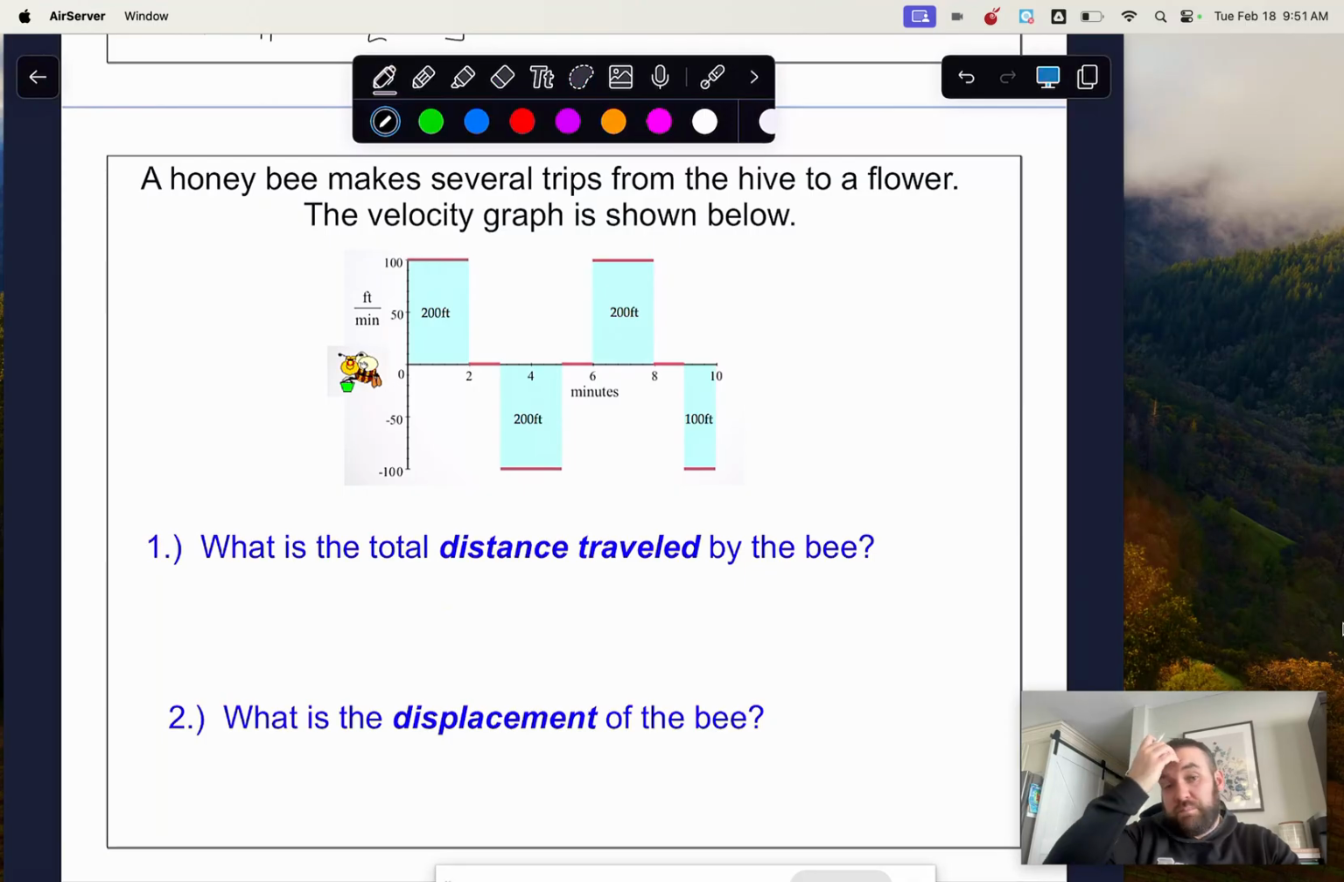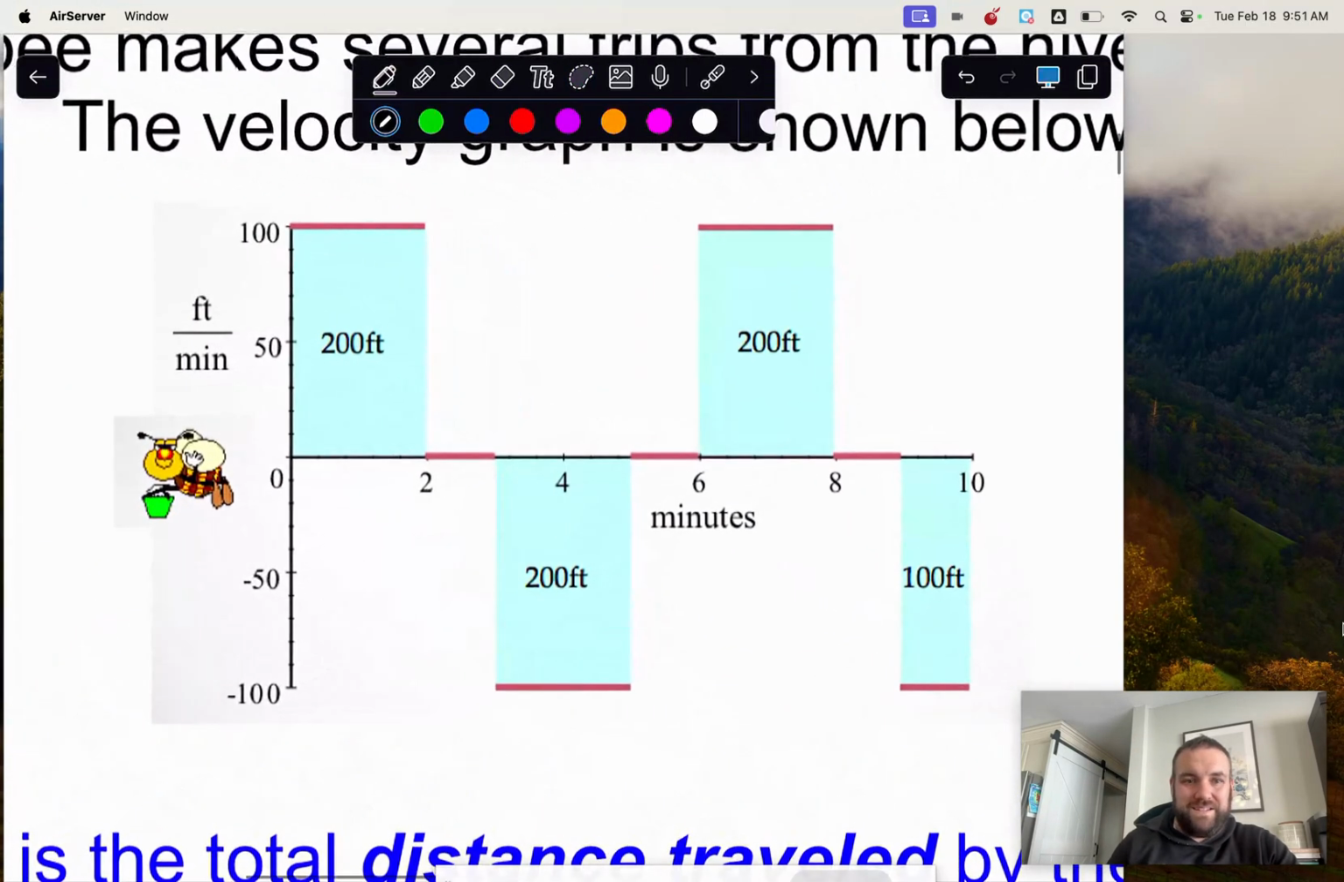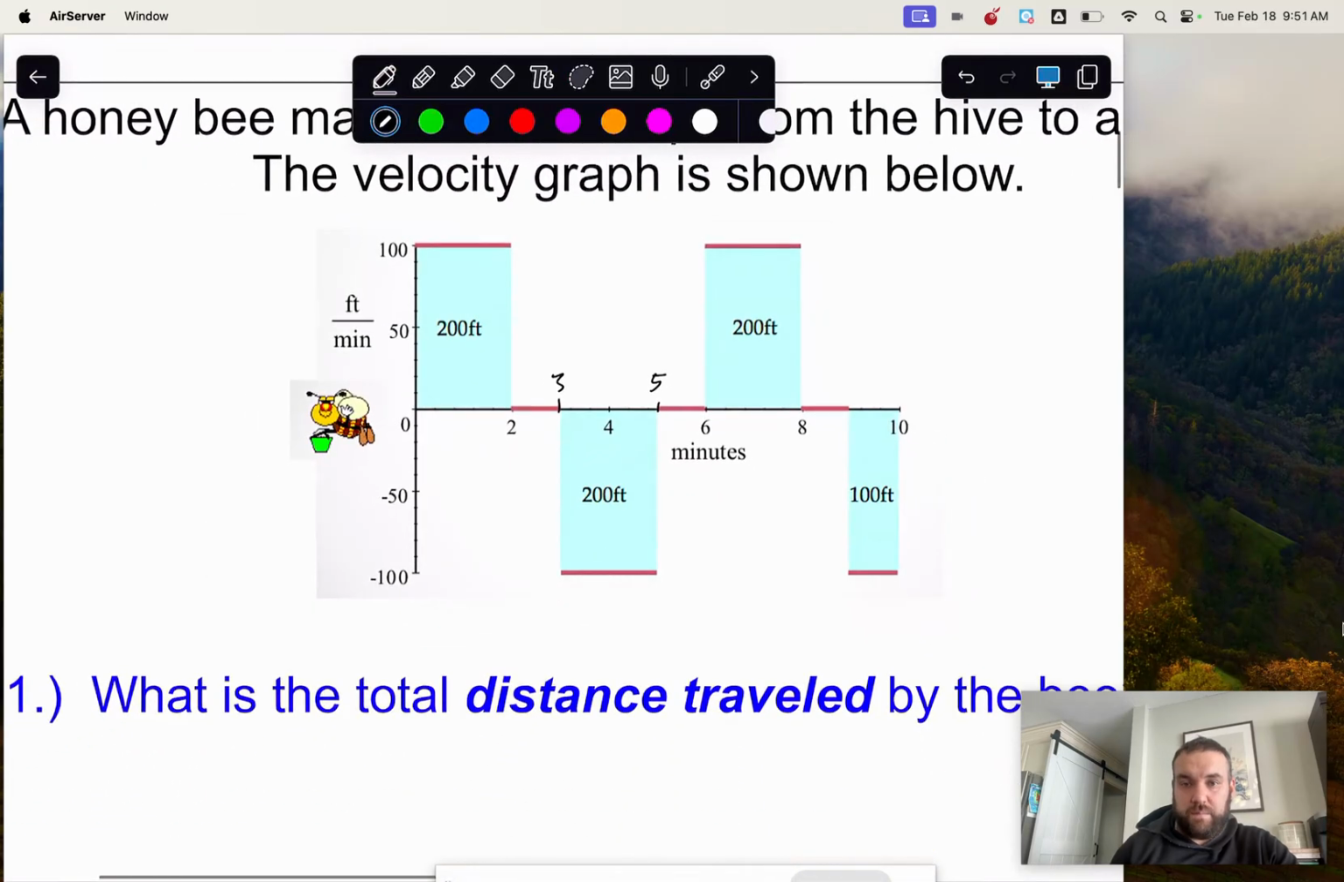So for instance, this beautiful graph of this honeybee, we see that the velocity is split into a bunch of different segments. So in the first 2 seconds, the bee is traveling 200 feet forward, from what I believe to be 3 to 5. The bee travels 200 feet backwards, or 200 feet in the negative direction. And then from 6 to 8, 200 feet forwards, 9 to 10, 100 feet backwards.